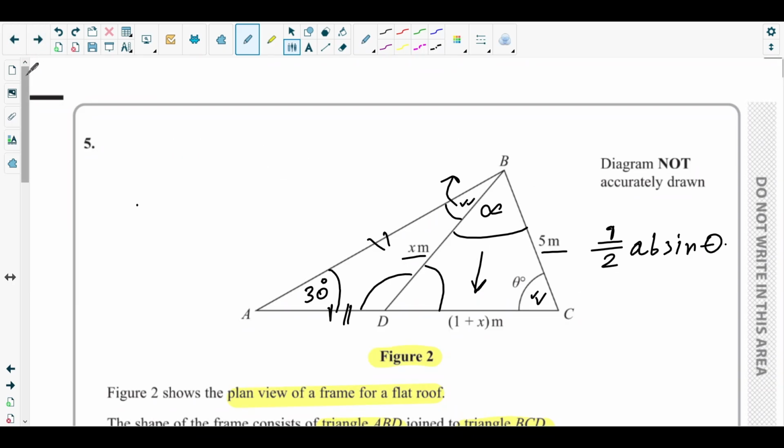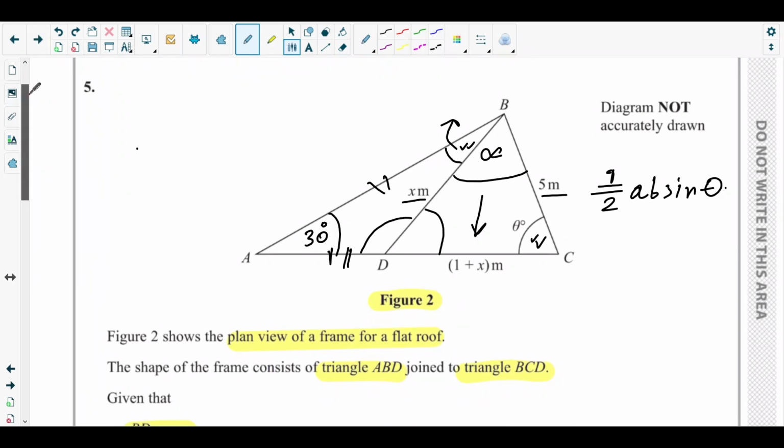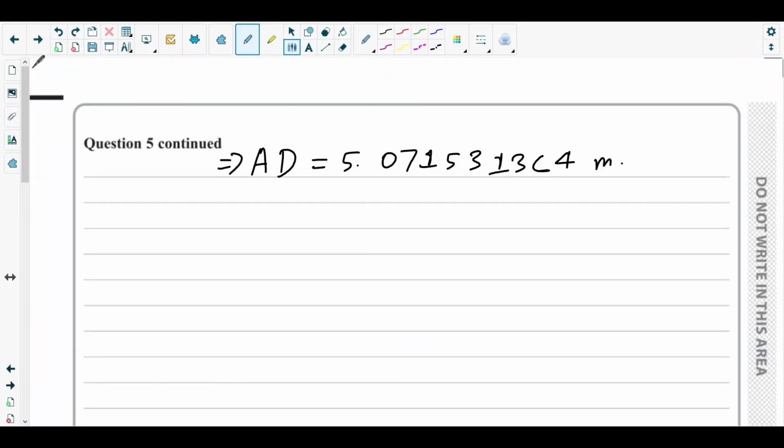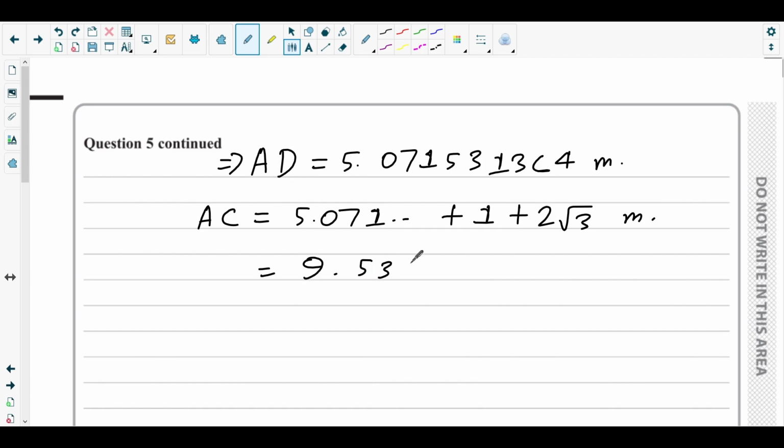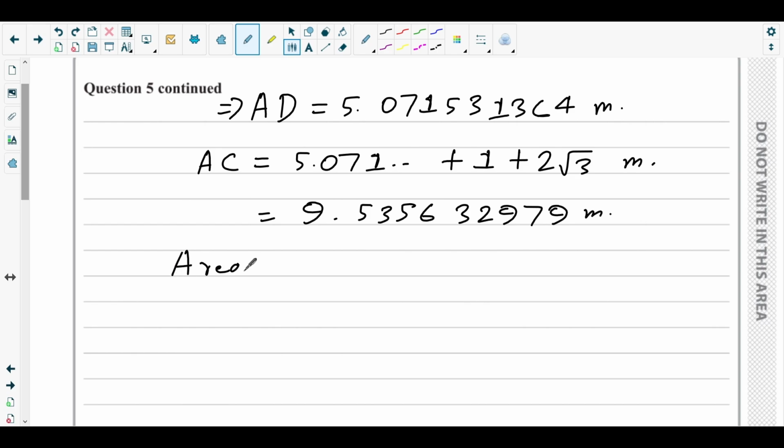So since we got the length of AD, we can get the length of AC, right? So length of AC equals 5.071 plus 1 plus 2 square root of 3 that much meters. So this length would be 9.5356 that much meters.